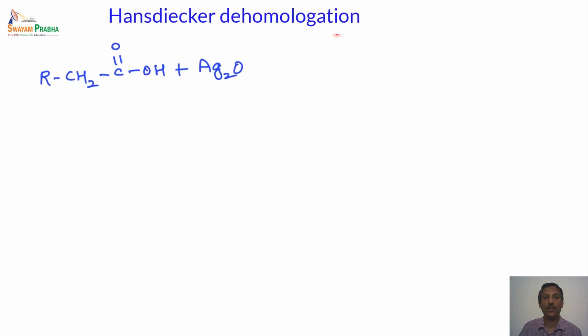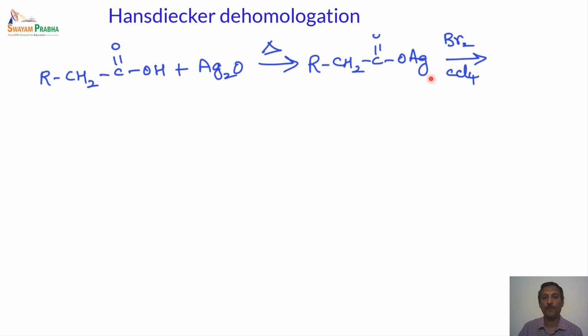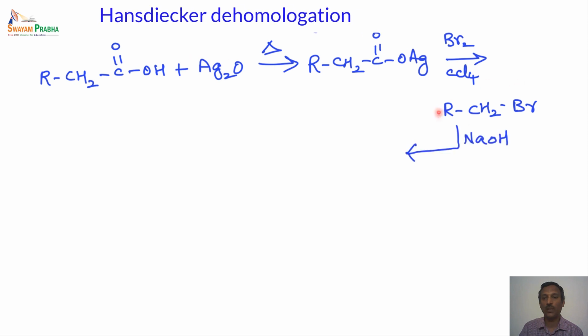The next one is the Hunsdiecker decarboxylation reaction. In the previous one we had seen the carboxylic acid is converted to alkyl halide. Here, instead of the halogen treatment, we simply heat the silver salt of the carboxylic acid. This reaction we have already seen, so the initial formation is the alkyl halide.